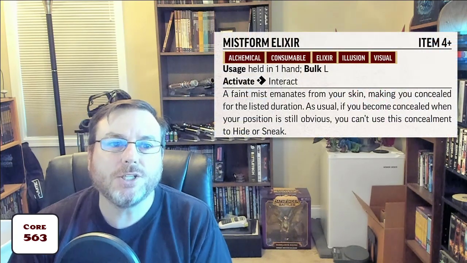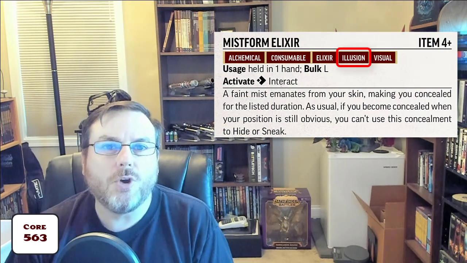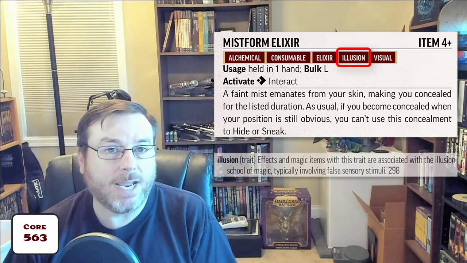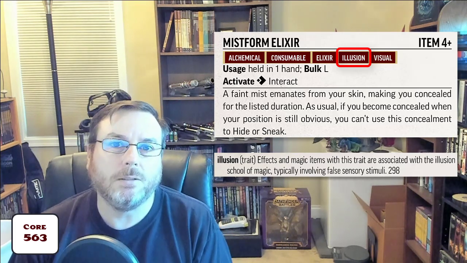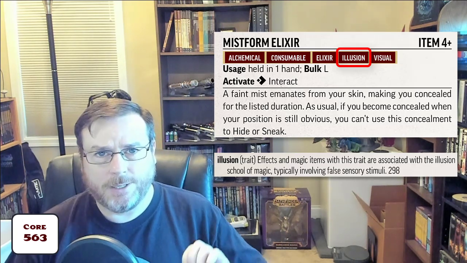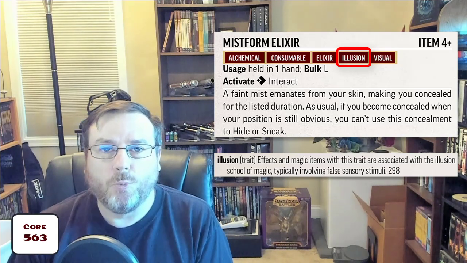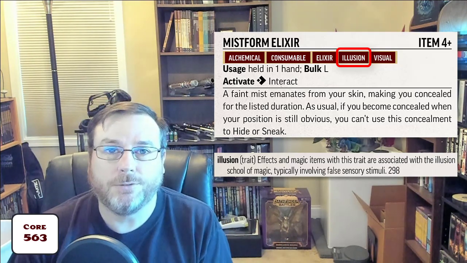Another question that popped up in the comments was about the very few elixirs that do have traits that correspond to one of the 7 schools of magic. For example, the Mistform Elixir is alchemical and has the elixir trait, but it also has the illusion trait. So if the illusion trait refers to the school of magic of illusion, then wouldn't that make the Mistform Elixir a magical item? There are 2 different schools of thought on this, and it comes down to how you interpret what the illusion trait stands for. I'll give you both, and you can make your own determination for your table.